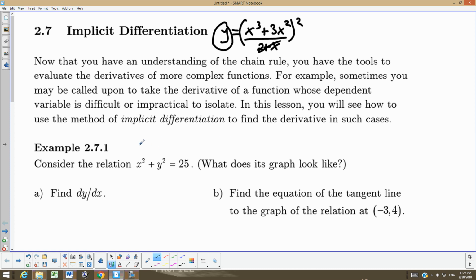But in a case like, say, example 2.7.1, where you have x squared plus y squared equals 25, this is an equation, certainly, but it's not one where y is explicitly isolated. So what you need to do here is, well, you can isolate y, and that's easy enough. You would subtract x squared from both sides and square root, and then you'd have to deal with the positive and negative roots. Or you could differentiate on the spot, which is what implicit differentiation means. Implicit meaning differentiating without explicitly isolating y. Okay, so let's see what we can do here.